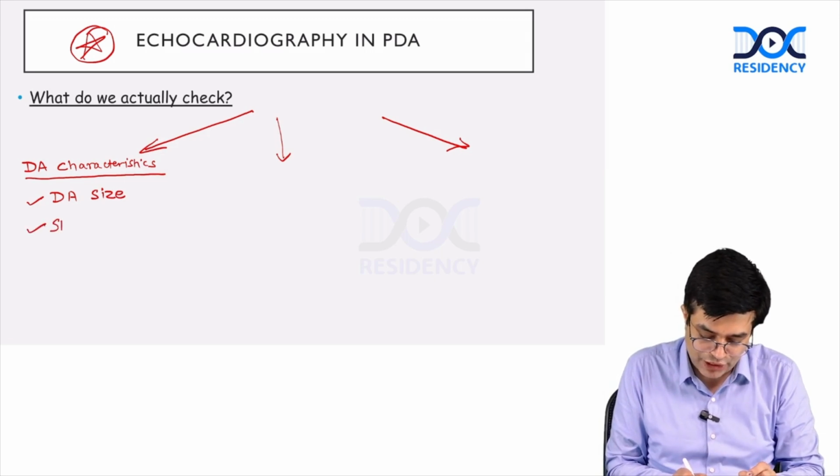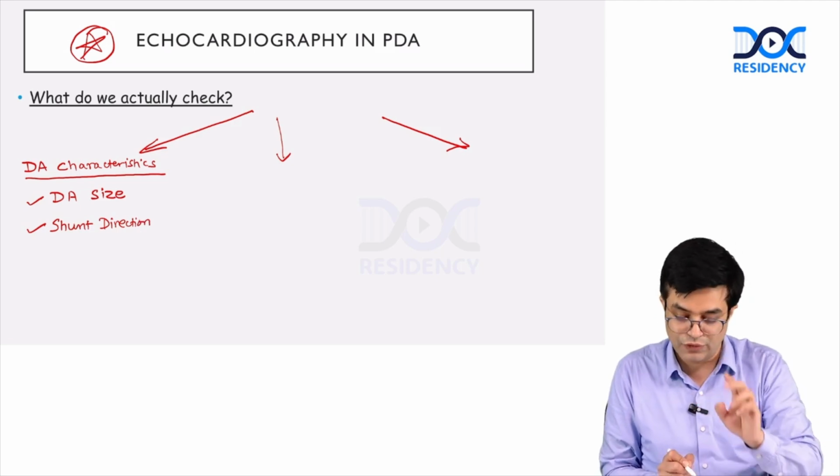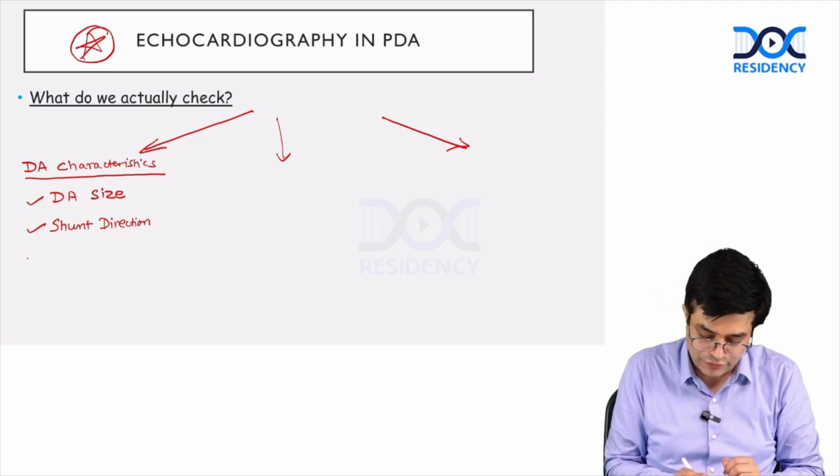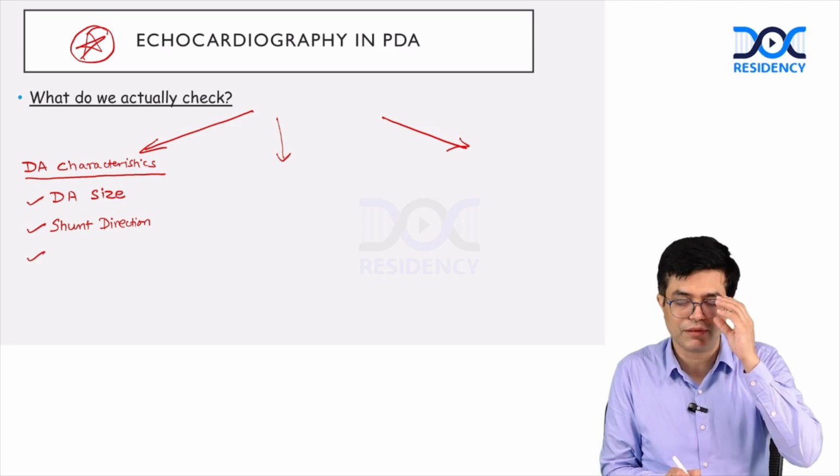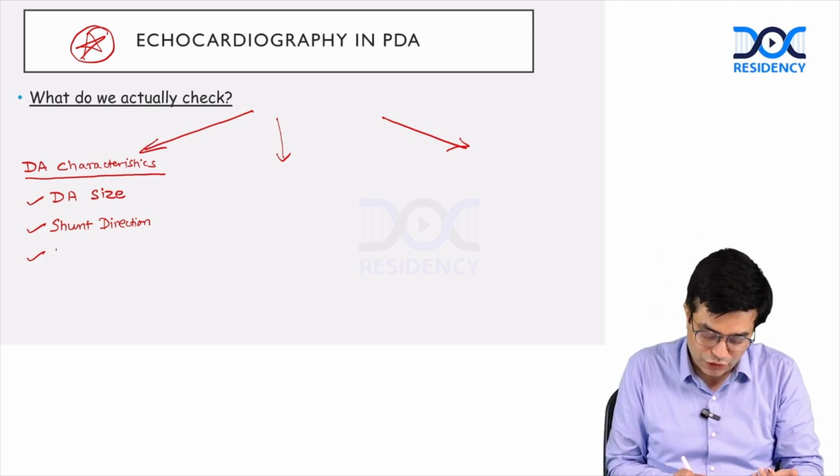Second, you look at the shunt direction in the patient. Is it a right to left shunt? Is it a left to right shunt? Is it a bidirectional shunt? So you will look at the shunt direction. And third, you will do a color Doppler. Doppler will be done along with echocardiography, so you will do a Doppler study to look at the flow pattern.